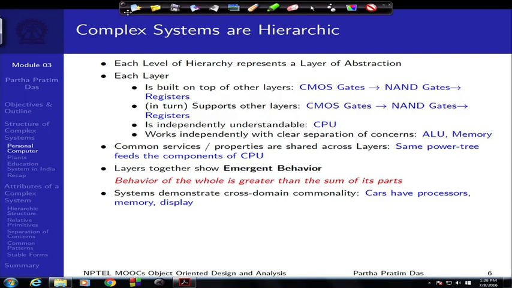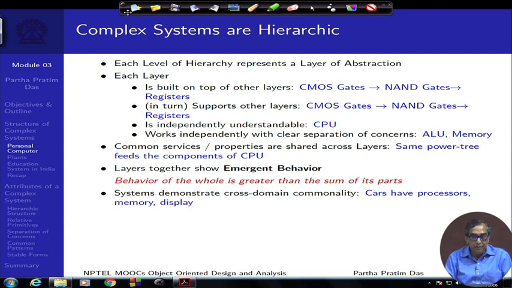Primary memory by itself can store some values and retrieve those values. The bus can only take a value from one point to another. But when you put them together into a CPU, it can execute a program. And this principle is known as the emergent behavior principle, where we say that the behavior of the whole is greater than the sum of its parts.